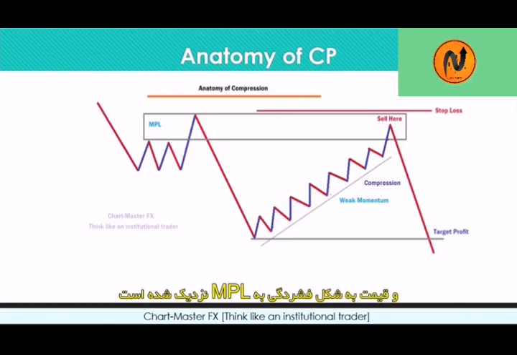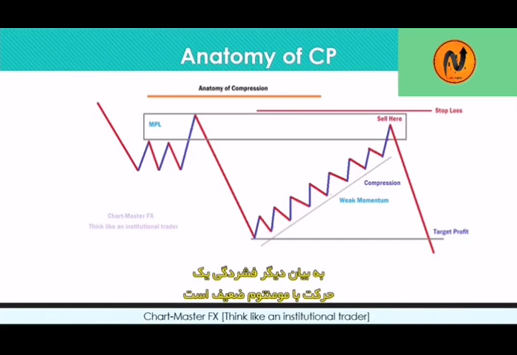in the form of compression. Compression, in other words, is a weak momentum, where the price is moving with slow liquidity. It's not moving at high speed. There are various ways of considering or validating whether the setup is a compression or not.